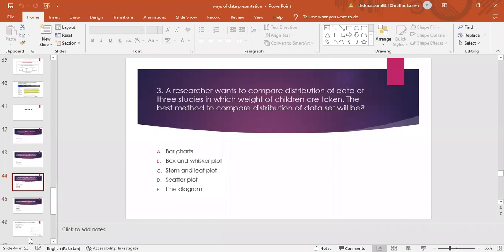A researcher wants to compare distribution of data of 3 studies in which weight of children are taken. The best method to compare distribution of data set will be A. Bar charts, B. Box and whisker plot, C. Stem and leaf plot, D. Scatter plot, E. Line diagram. It's B. Box and whisker plot because box and whisker plot is used to compare the distribution of data from different studies in a single graph.